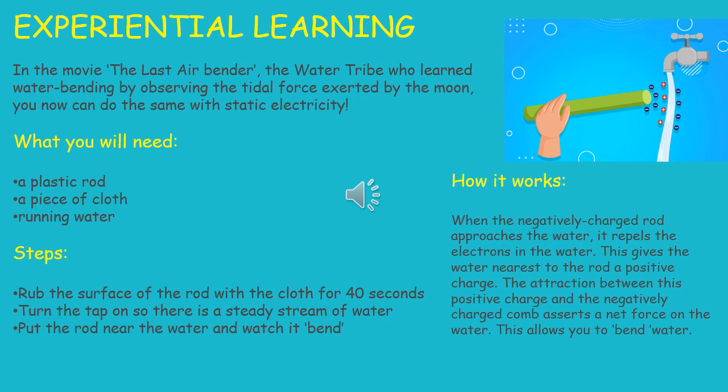Now what is the science behind it? When the negatively charged rod approaches the water, it repels the electrons in the water. This gives the water nearest to the rod a positive charge by the process of induction, because induction always gives the opposite kind of charge. Now we know unlike charges attract each other. So the attraction between this positive charge and the negatively charged rod produces a net force on the water, and this allows you to bend the water.